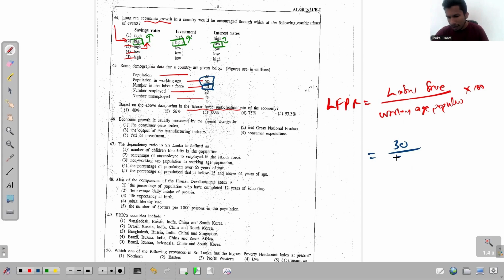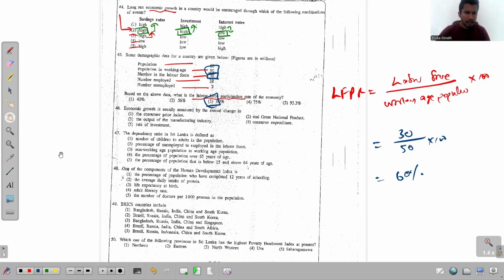අර දීලා තියෙන අනිත් values වැඩක් නැහැ. So that you can multiply this division by 100 and the answer will be 60%, and that's the answer. So third one is the answer for this question number 45. Right, very straightforward. So come to this question number 46.